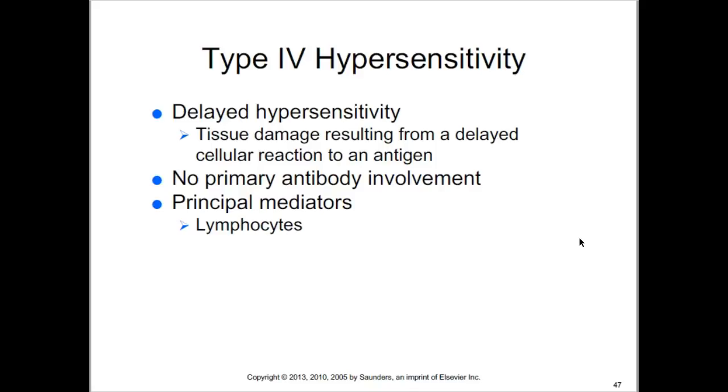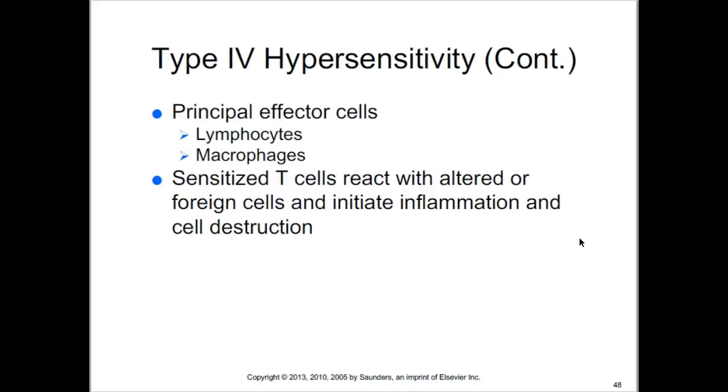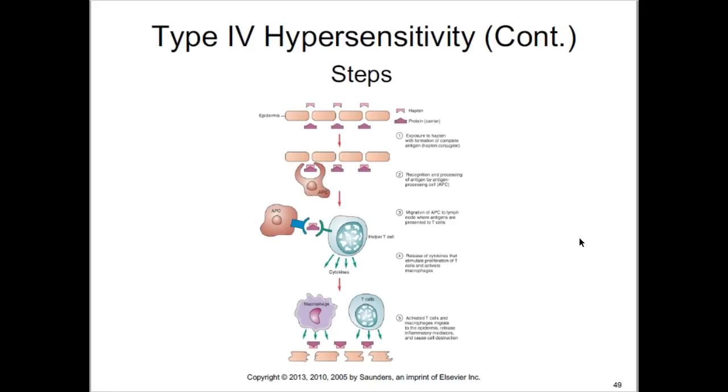And then type 4 hypersensitivity is the type of hypersensitivity that's like a delayed hypersensitivity. So you have no primary antibody involvement, and it's basically lymphocyte involved. So the other ones were all basically antibody involved, and then these delayed hypersensitivities are going to be T cells or macrophages. So you could see sensitized T cells very commonly initiating inflammation and cell destruction against foreign cells.